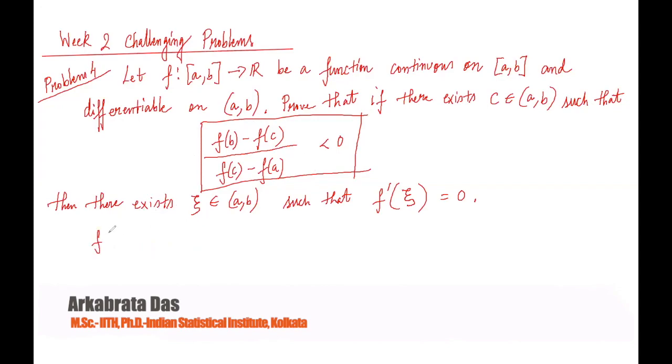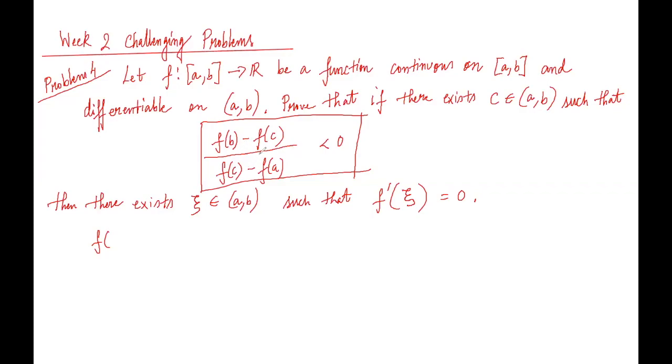So now, since that ratio is strictly lesser than 0, that means if the numerator is positive, then the denominator has to be negative, and if the numerator is negative, the denominator has to be positive. So there are two cases.